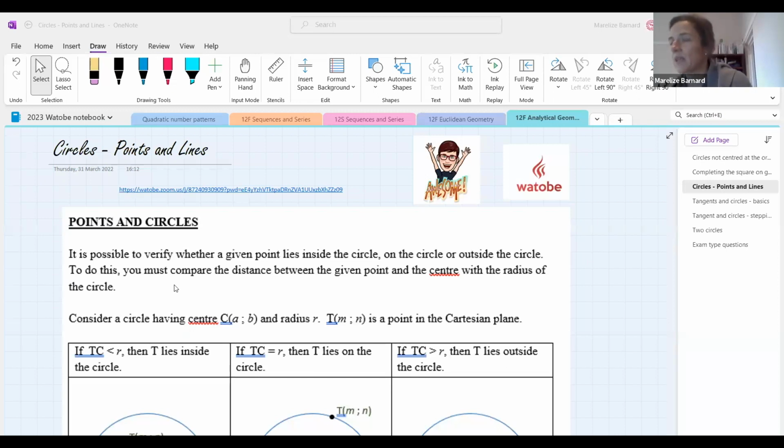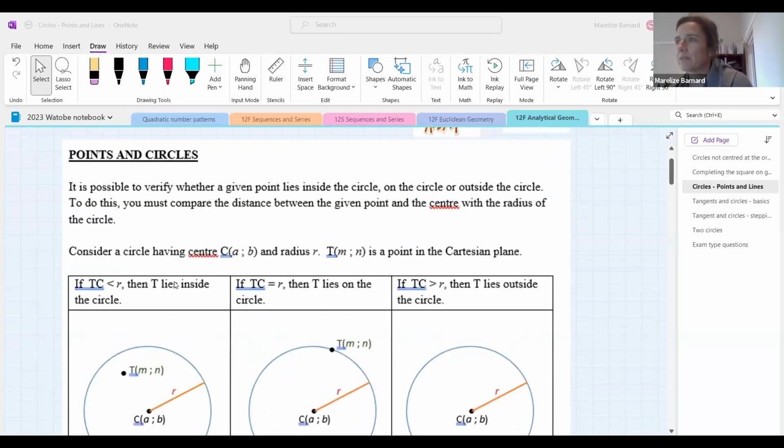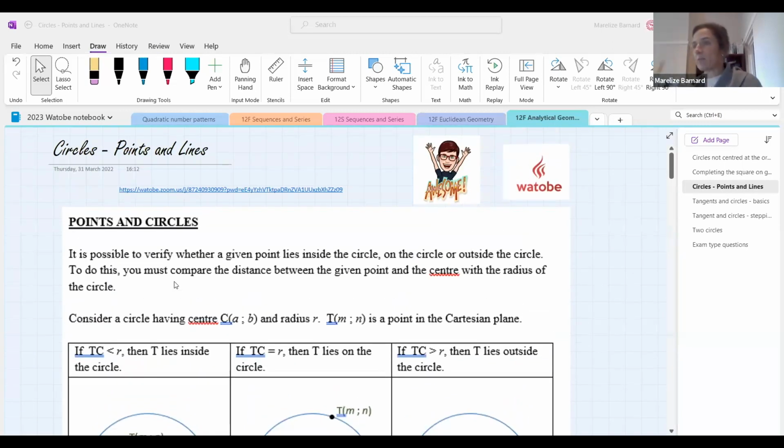the circle? If you want to take a screenshot of this, I would recommend it because you're going to need it as we go down into the questions. So maybe you want to quickly jot it down or just take a screenshot so that you can keep referring back to it. It is possible to verify whether a given point lies inside, on, or outside of the circle.